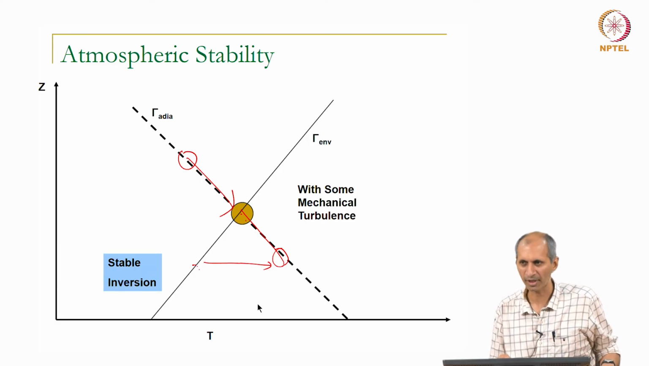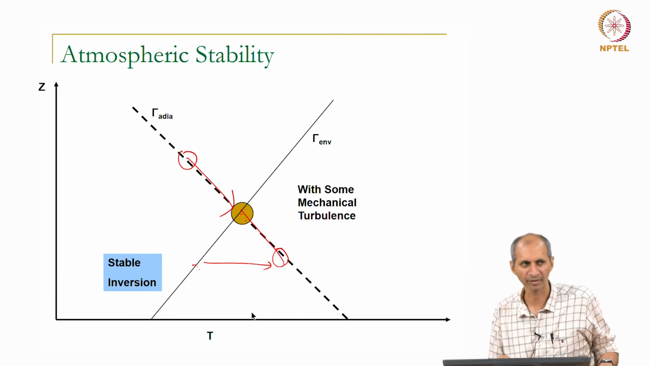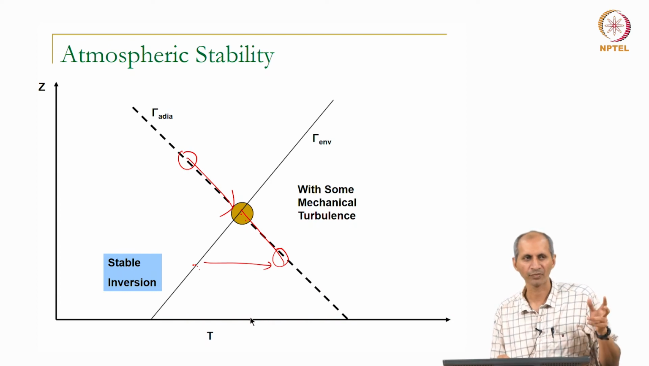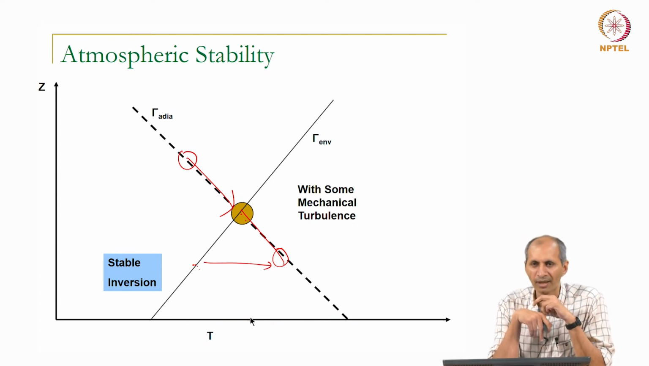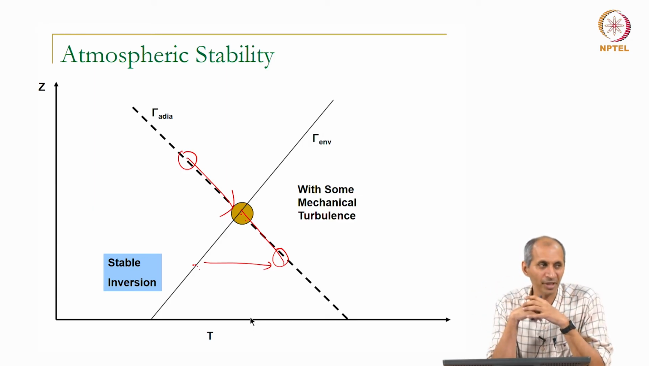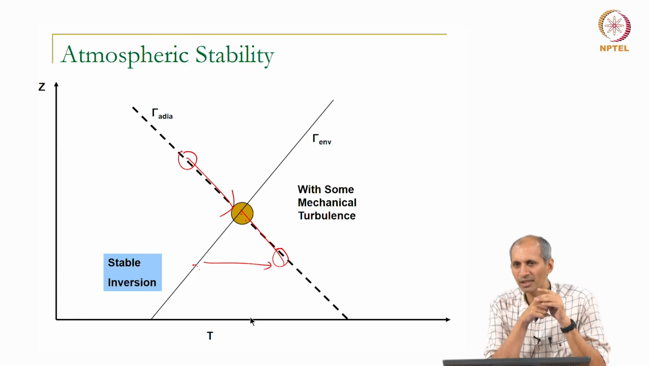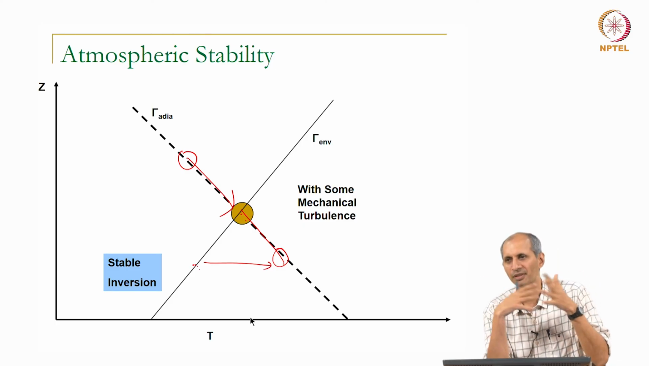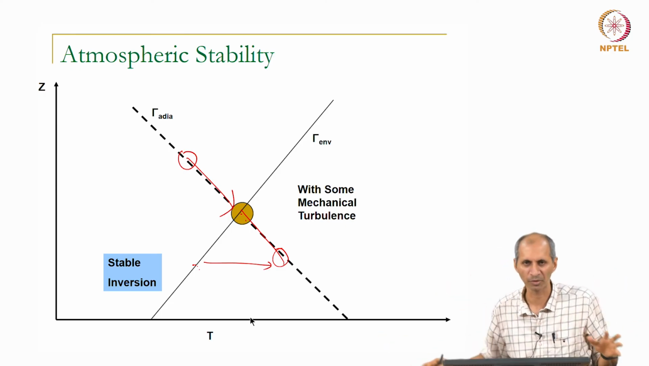So, this is stable and it is usually caused by inversion. Inversion causes this kind of behavior. Okay. Among all of these, which do you think, from a pollutant concentration perspective, is more favorable for air pollution? Whether stable, neutral or unstable. What would you want for pollutant concentration to be low? You want pollution concentration to be low.